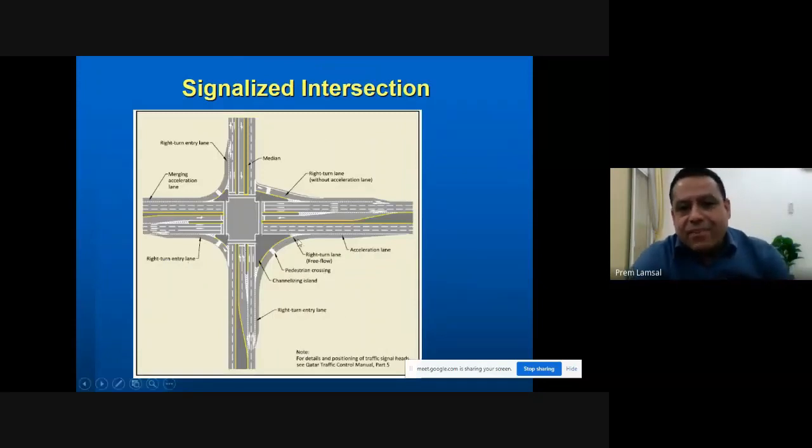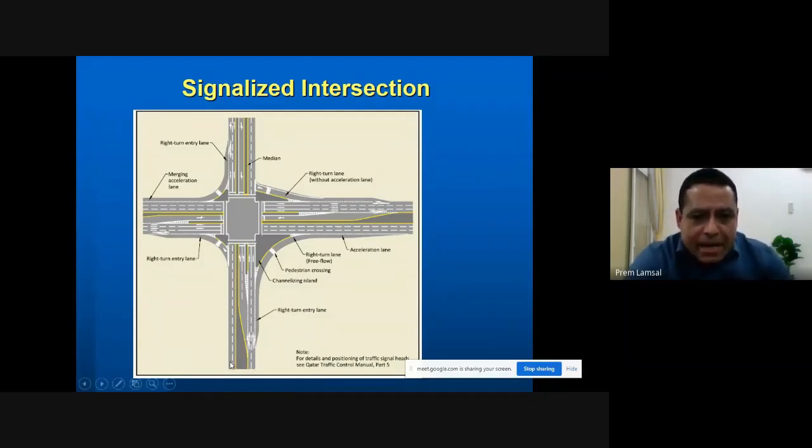This is the typical four-leg signalized intersection. Again, this is from the standard that I have been using here in the Middle East. This is based on right-hand side driving. In our context, it will be slightly different because we have left-hand side driving here, but the principle is the same. I will just give you a brief idea.